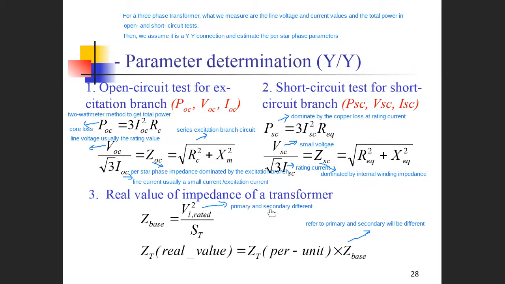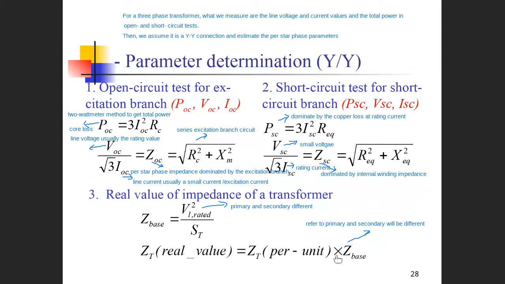Okay, so obviously, looking at here, the primary and secondary rated line voltages will be different, right? While the power is the same. So the base values, primary referred to primary and base values referred to secondary, will be different. So the per unit value is the same.